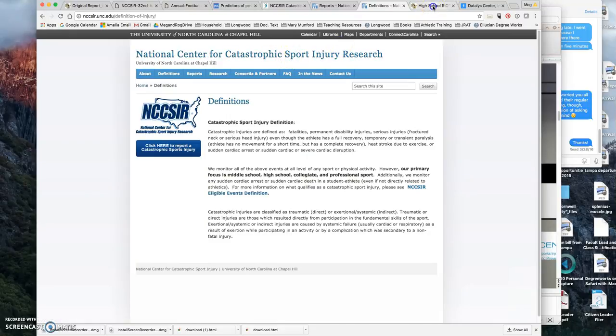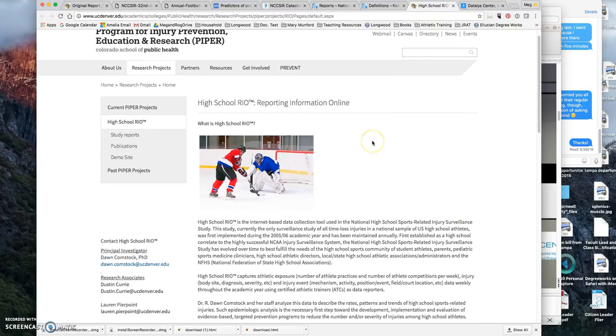Also, I mentioned the High School RIO project. That's run out of the University of Colorado at Denver. The principal investigator is Dawn Comstock, and you might see her name on some of the research projects that you've done, if any of them have this epidemiological type of information.